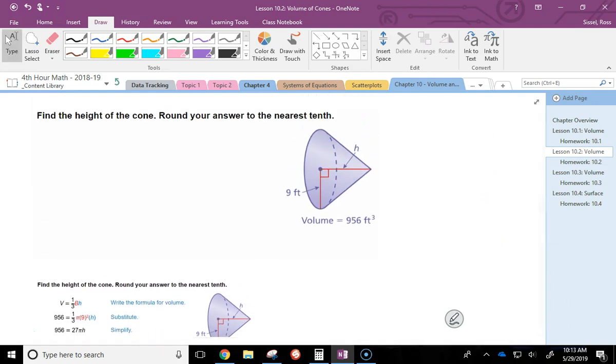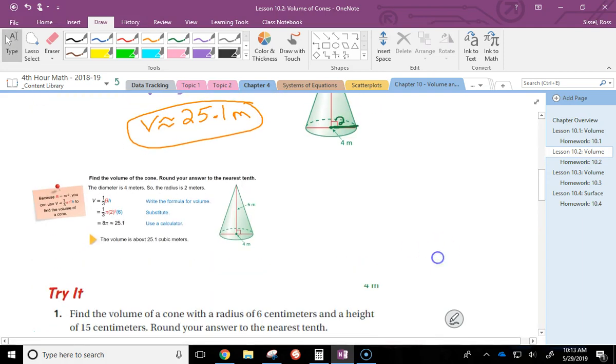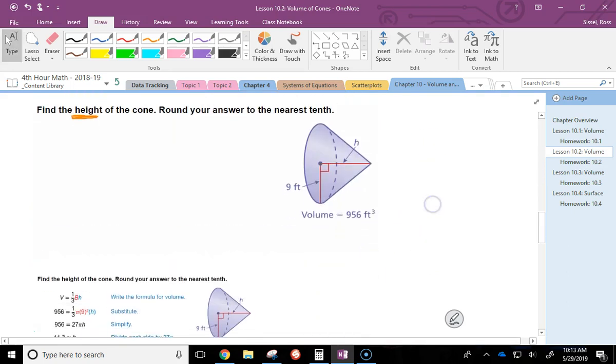This one, they want to find the height of the cone, and that's what I'm looking for. So this is the second part of today's. If you're proving that you can do it, I found the volume. The second part is I'm going to find this. So I'm still using volume equals 1/3 times pi r squared h.